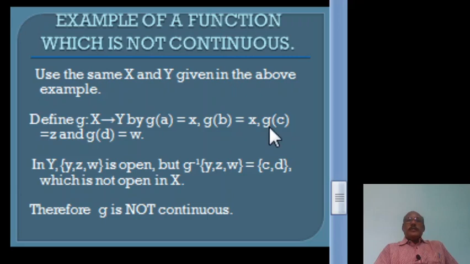Then g of c is equal to z, and this z is a point in the set, so you can take c. And the image of d is w. w is a point in the set, therefore you can take d. So there are only two elements in X whose image is either y or z or w. The elements are c and d. And here we see that even though {y, z, w} is open in Y, its inverse image {c, d} is not open in X. It is not a member of the topology on X. Therefore, this function g is not continuous.